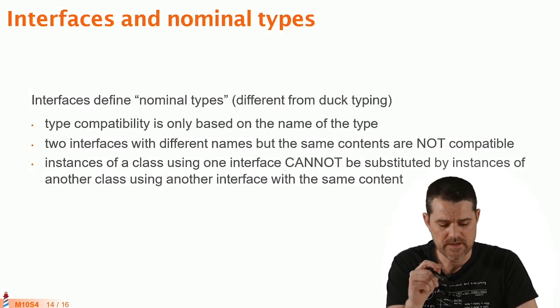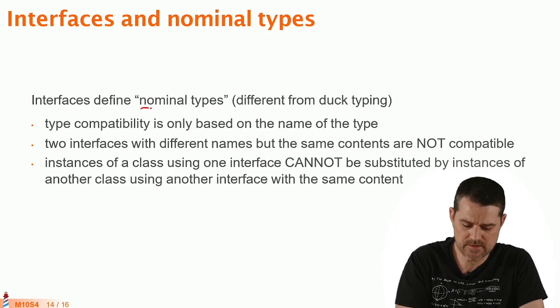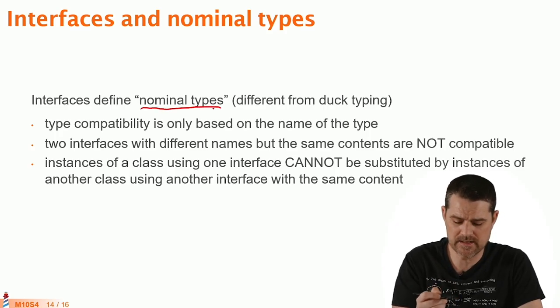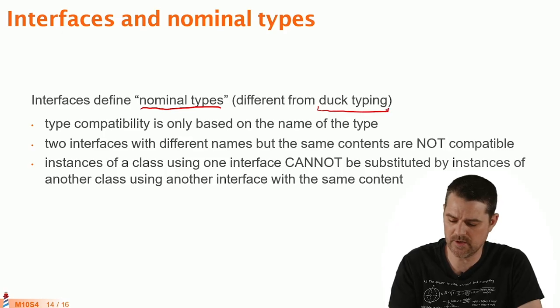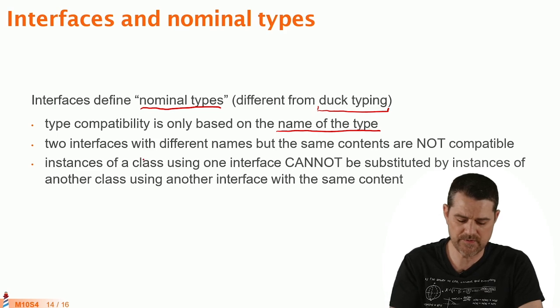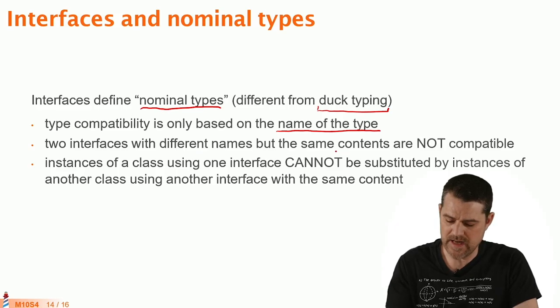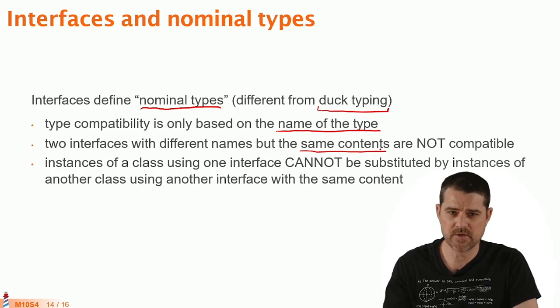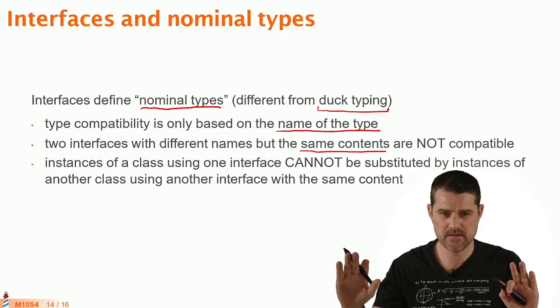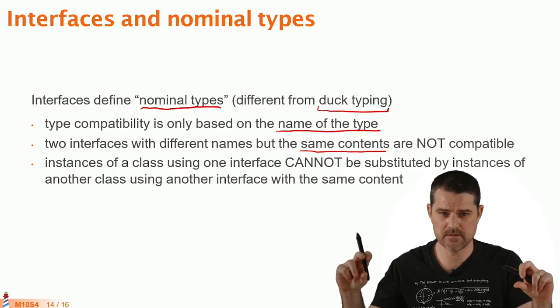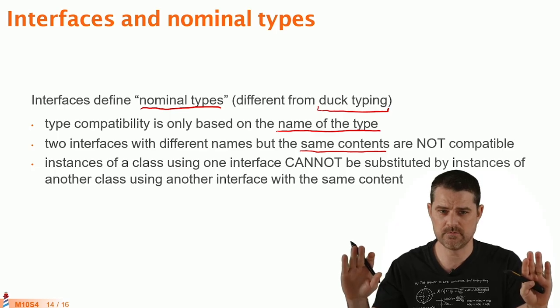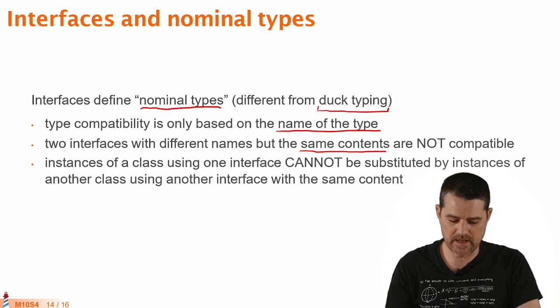But don't be confused. Interfaces are nominal types. So it means that we give it a name. It is declarative. And this is very different from the duck typing that we saw in the dynamically typed context. So type compatibility in this context is defined and based on the name of the type. And two interfaces are only compatible if they have the same name, regardless of their contents. So it means that if I define two different interfaces with two different names, but the same contents, the draw method inside, they are not compatible. So this is not duck typing at all.